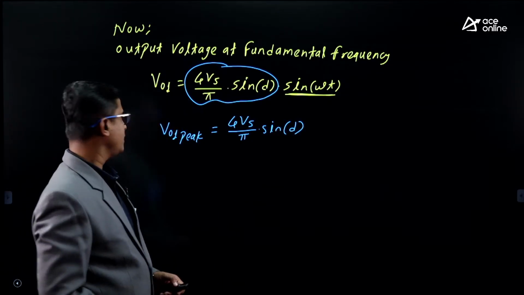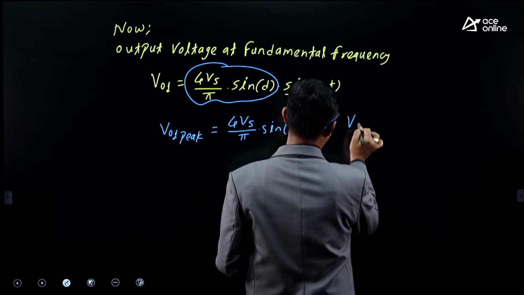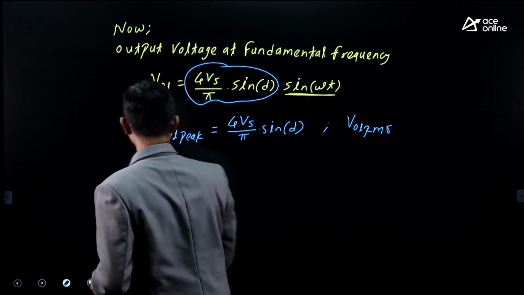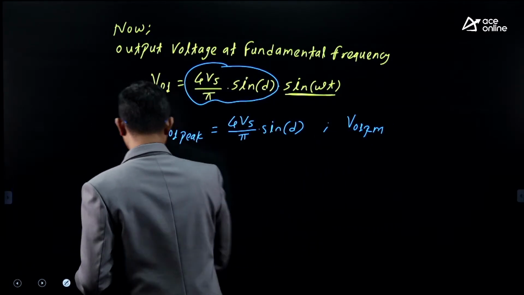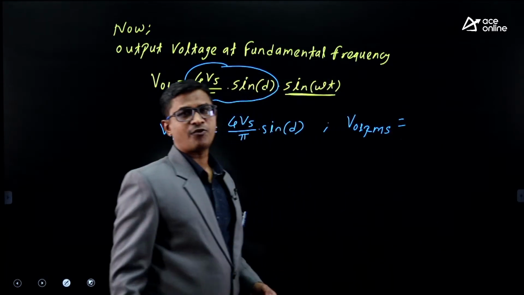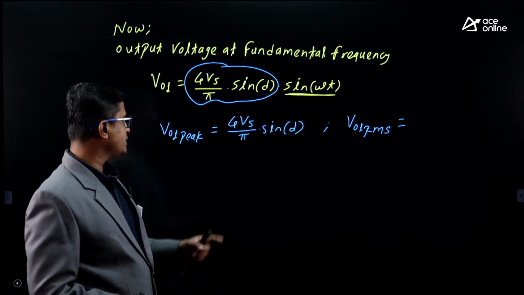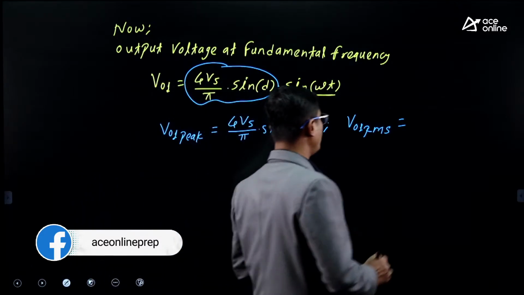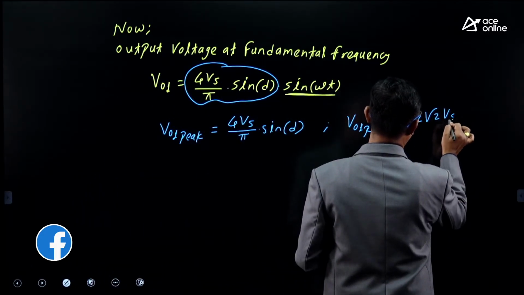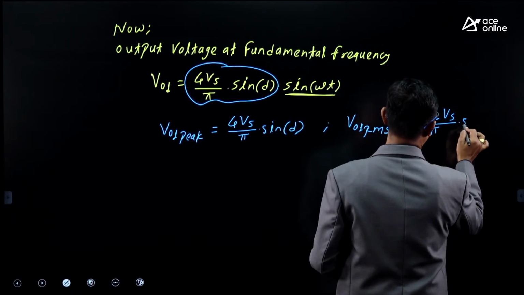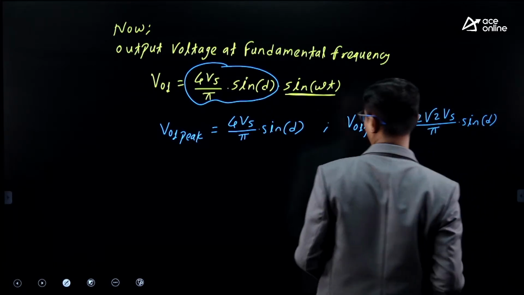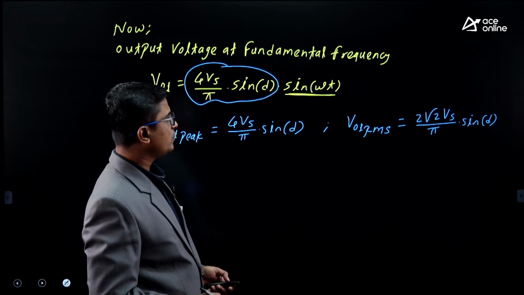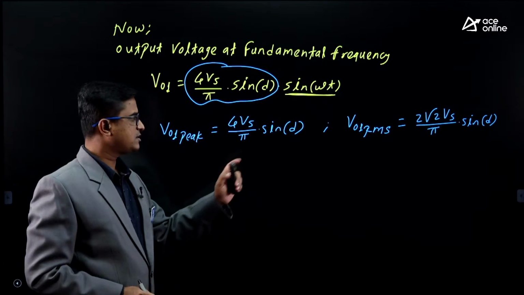Now from this tell me, what is the V01 RMS? We know for any sinusoidal waveform, the RMS value is peak divided by root 2. So simply divide this term by root 2. I will be getting 2 root 2 into Vs upon pi into sine of d. That is, 4Vs by pi sine d divided by root 2, so it is 2 root 2 by pi into Vs into sine of d. Is this clear? This is V01 RMS.